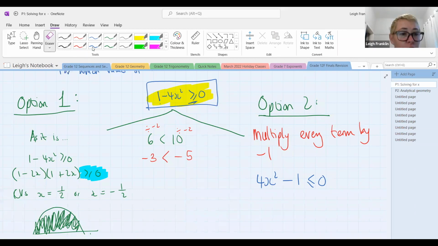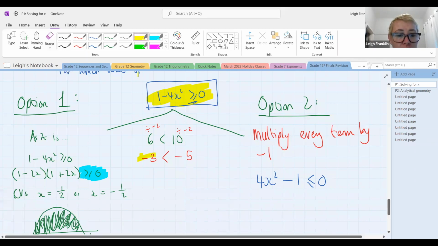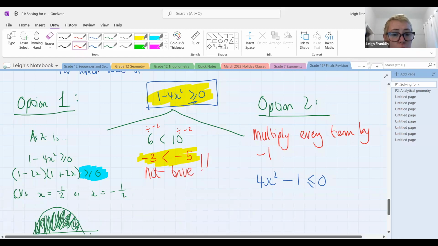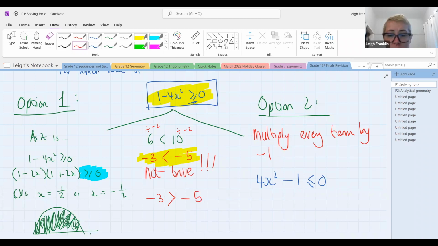Is this true? Is -3 smaller than -5? No, not true. Not true at all. And that's why, the minute I divide or multiply by a negative, the sign has to change round. So that's why this sign changed round.